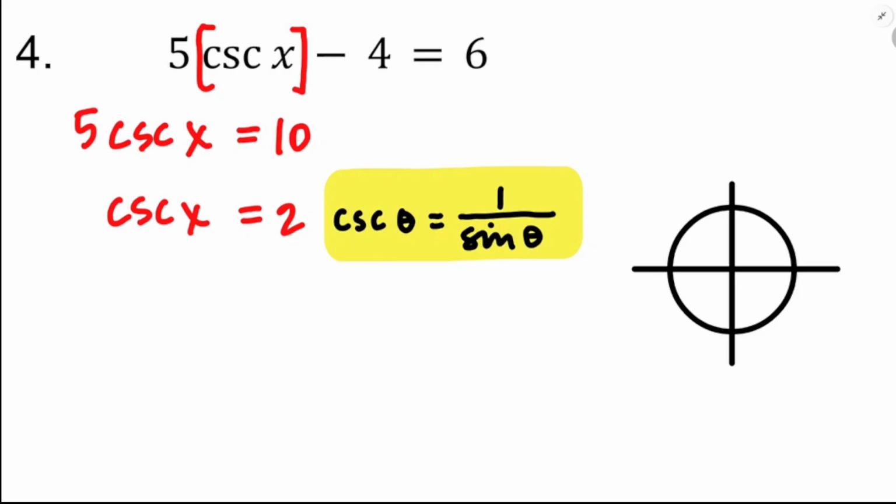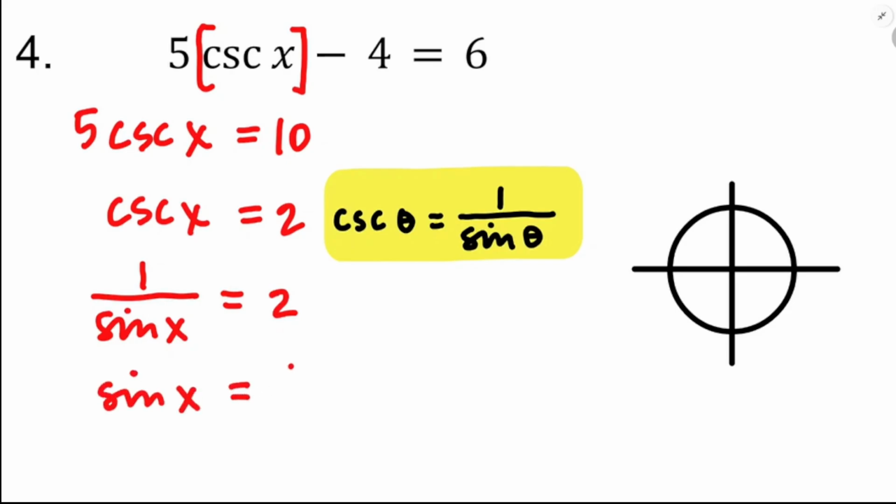We need to know that cosecant theta is 1 over sine theta so that we can put this in terms of what we know. 1 over sine x is equal to 2, so that means that sine x has to equal a half. And now we can go to the circle. Once we get it to be a trig function equals a number, then we can consult the circle. Okay, so sine is a half. Okay, a half in the vertical direction might be right here.